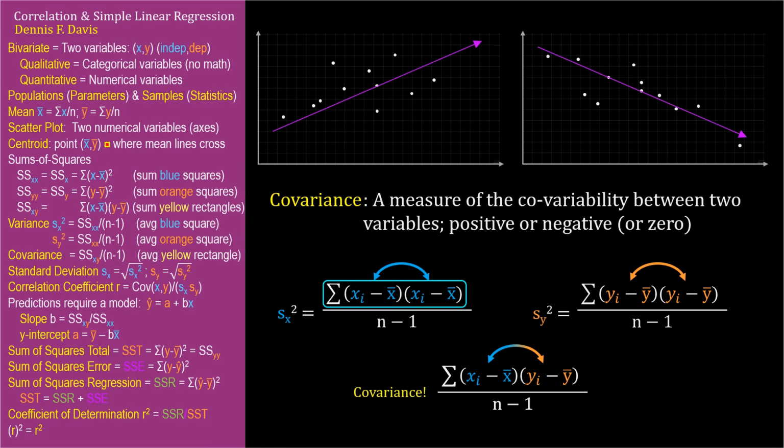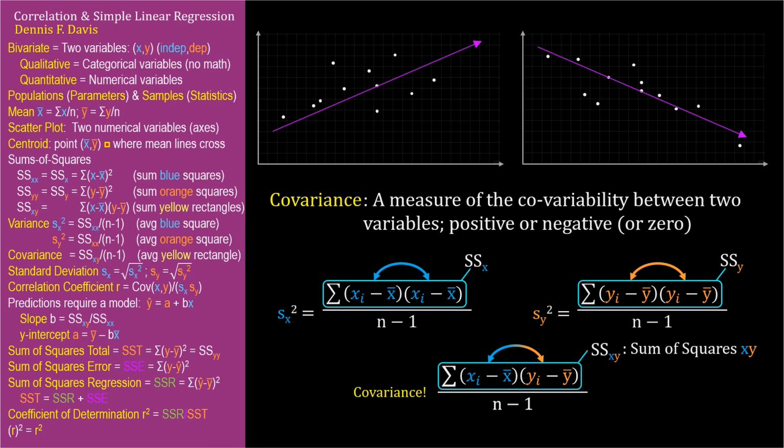Let me point out again that the numerator for the x variance is sum of squares x. The numerator for the y variance is sum of squares y. And that brings us to the numerator for the covariance, which we write as ss sub xy, which is sum of squares xy. On one hand, it's clear because the subscript includes both variables as a reminder that we're multiplying the differences of both variables.